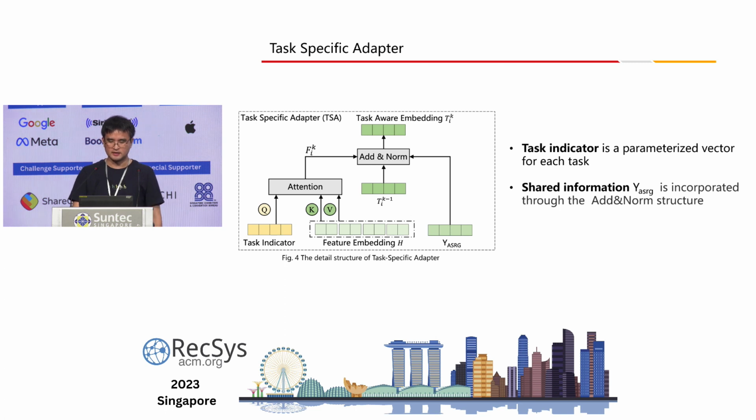The TSA network is designed to extract task-specific information. It's also based on attention, but it's much simpler than ASRG. Each task has a TSA network. Here, the query is also randomly initialized, and we call it the task indicator. The key and value also come from the feature input. Through experiments, we found that a single row vector of the task indicator can achieve good results. Then we combine it with the shared information from ASRG via an add-and-norm operation. Finally, we obtain the task embedding, which is then passed through a shallow MLP to obtain the final predicted output label.